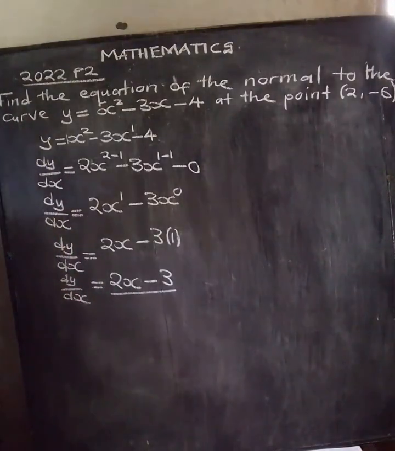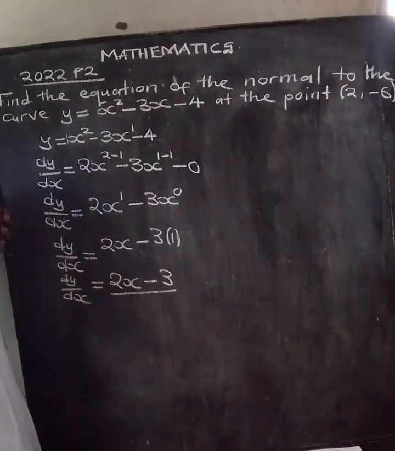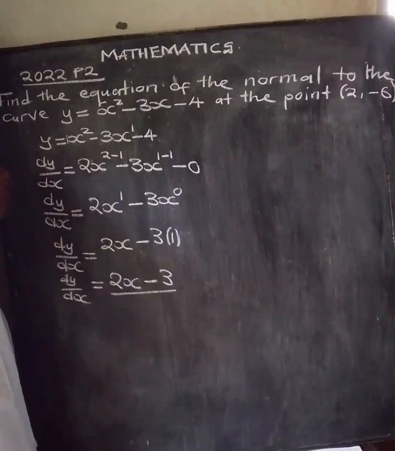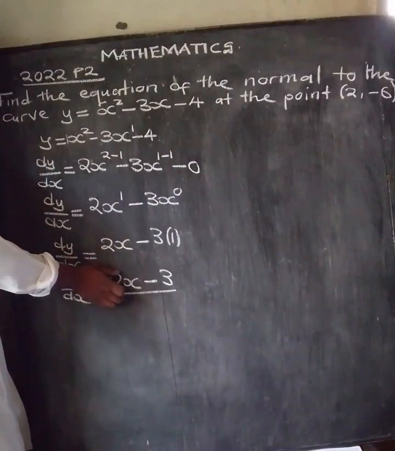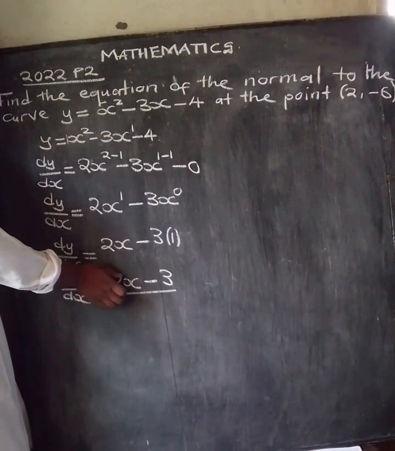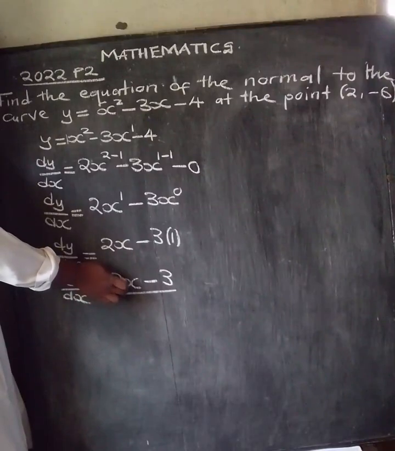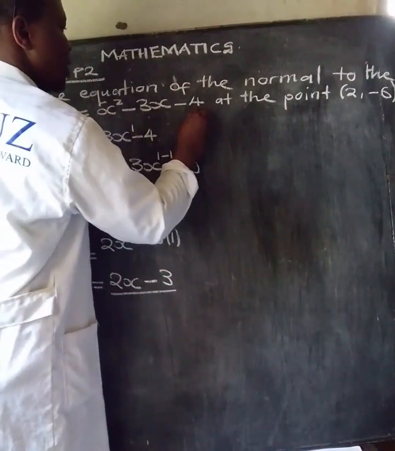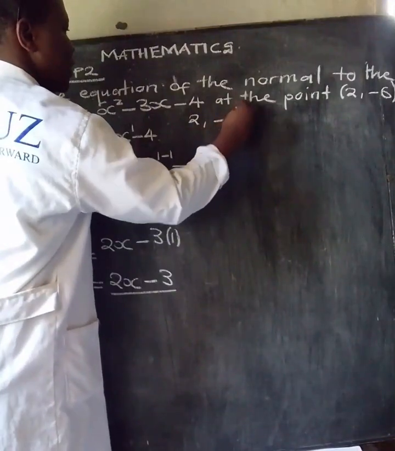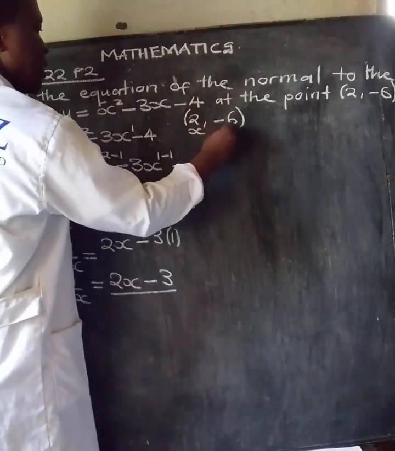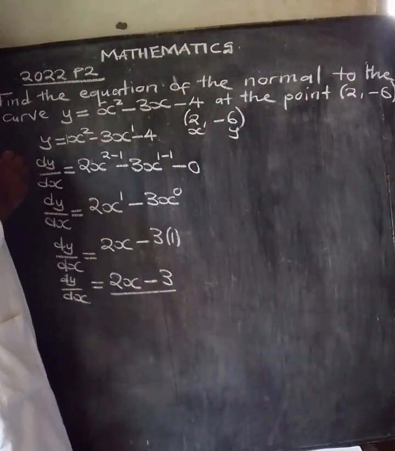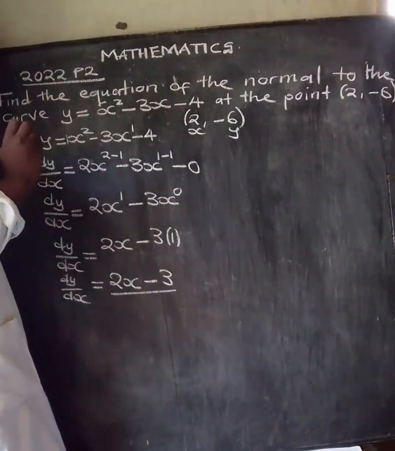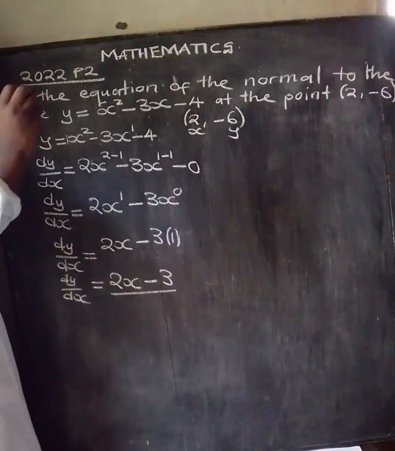Next thing, we are going to find the gradient of the tangent. Okay? So for us to find the gradient of the tangent, we are going to use this gradient function. Where there is x, we are going to substitute with what? Because we have been given the point to be (2, -6). So this is x, this is y. So where there is x, we are going to put 2. We are going to substitute 2 to find the gradient of the tangent.